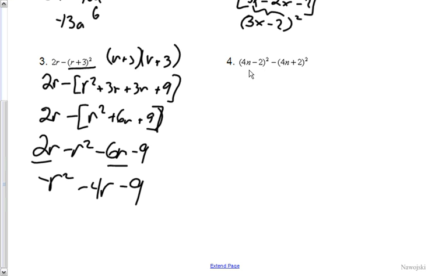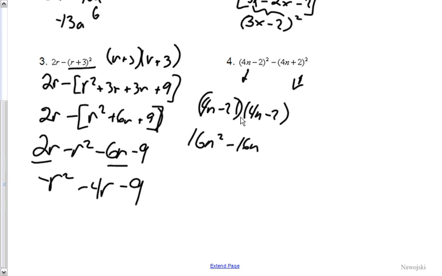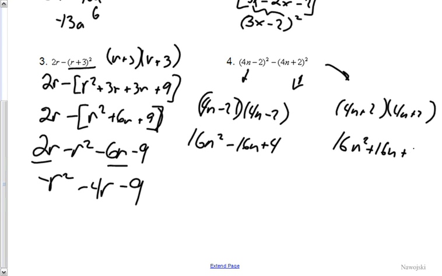Ooh, big fat FOIL. Okay, we got to multiply this out and this out. Okay, multiplying this out. 4n minus 2 and 4n minus 2. 4n times 4n is 16n squared. Minus 8n, which is minus 16n. Negative 2 times negative 2 is plus 4. This thing multiplies out. 4n plus 2, 4n plus 2. 16n squared plus 16n plus 4. Pretty similar. All right, one catch.